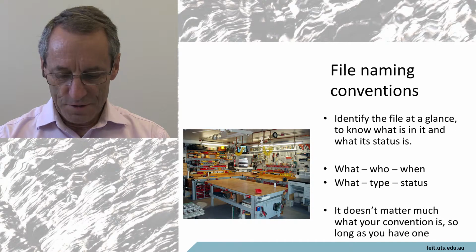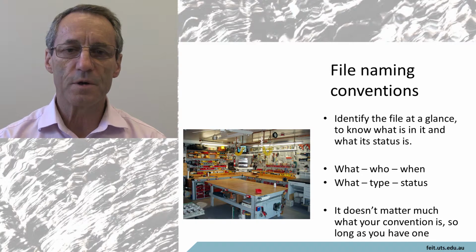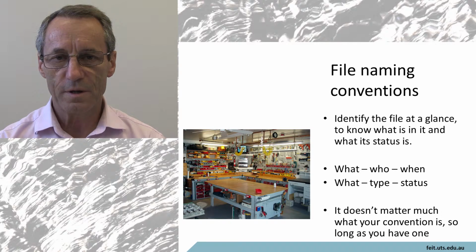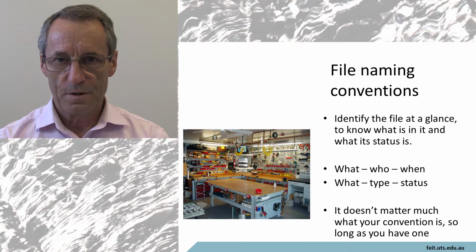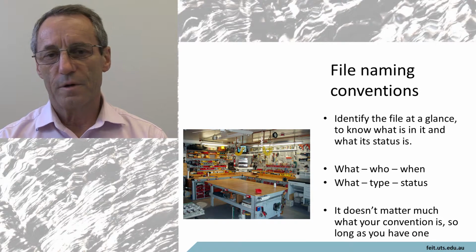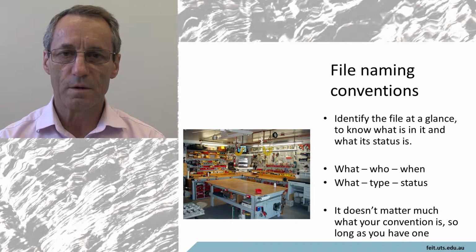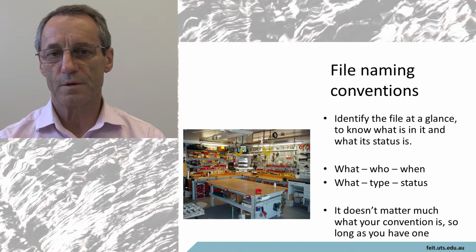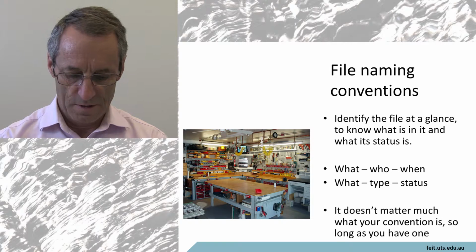File naming conventions. Usually the whole idea with file naming conventions is to know at a glance what the file is, what's likely to be contained in it, and what version it is. Now you could have different file naming conventions. You could have what, who, and when. I know that's done for international standards: what is the standard, who was it produced by, and which version was it.